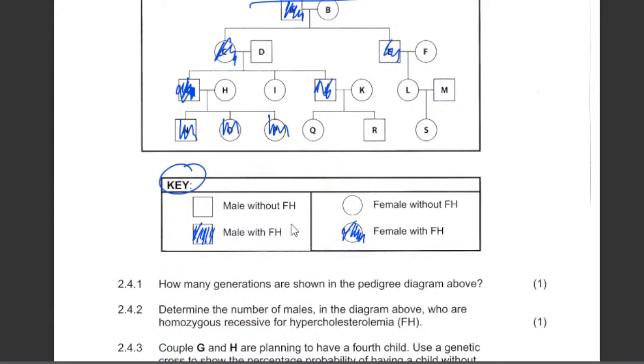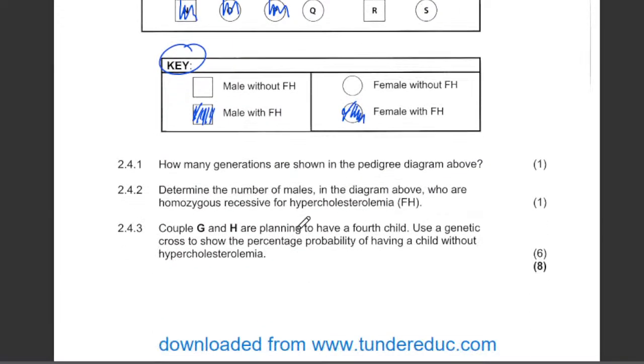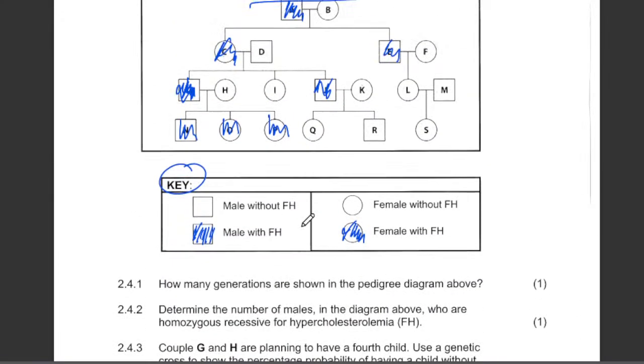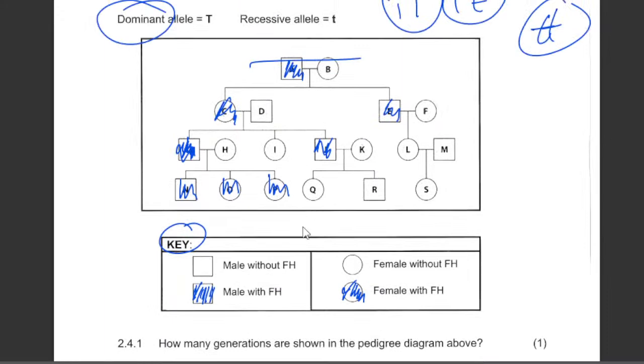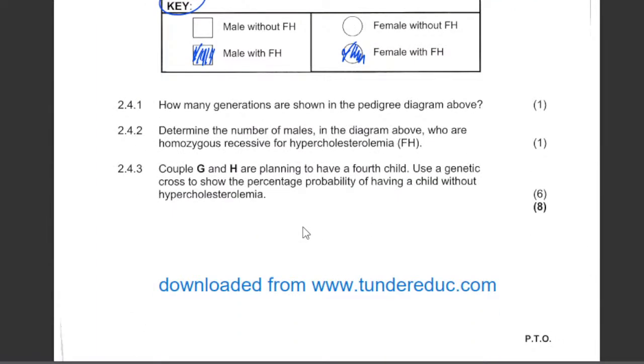The question is saying determine the number of males. They are looking for males. So the males are the ones with the box. They're saying the males with the problem. So it's 1, 2, 3, 4, 5. Based on what I've shaded, it's 5. 1, 2, 3, 4, 5. Yes, the answer is supposed to be 5. Determine the number of males in the diagram above who are homozygous. Okay, we are done with that. This answer is 4, and down here it's 5.